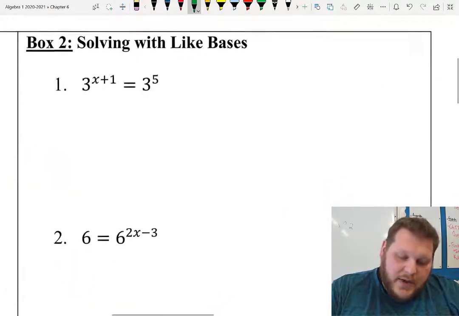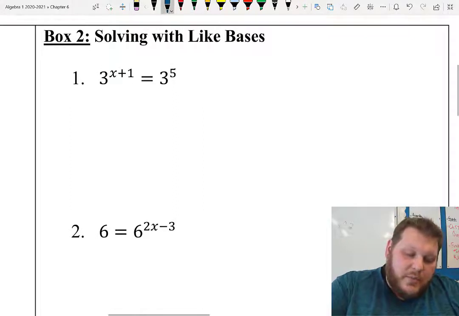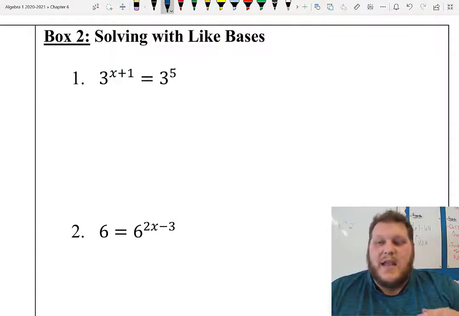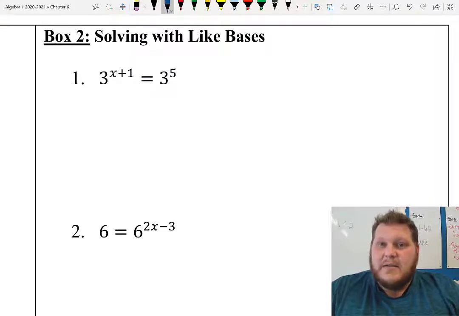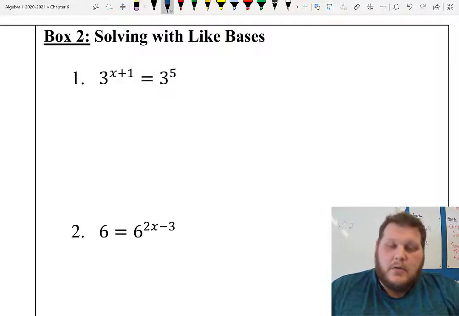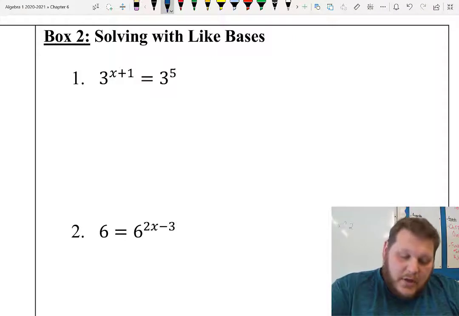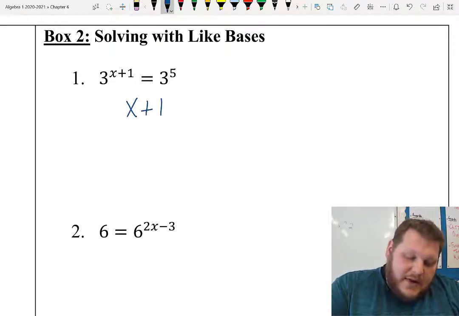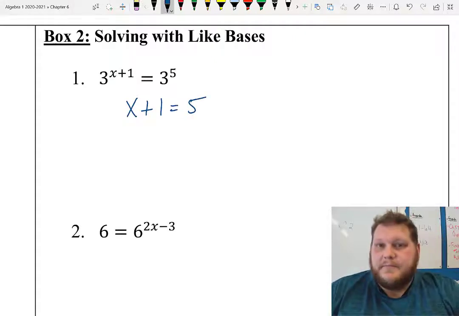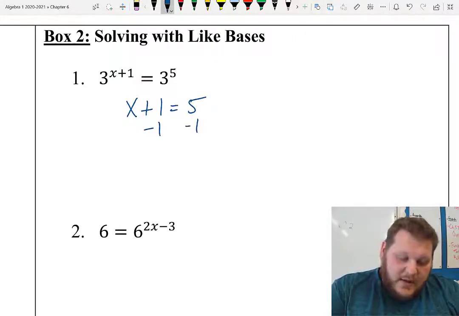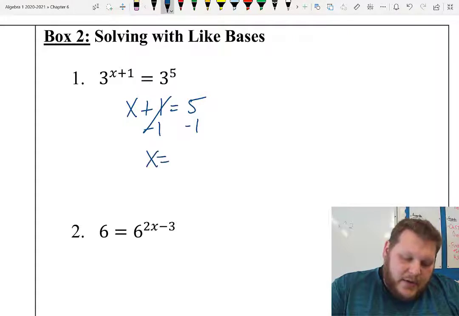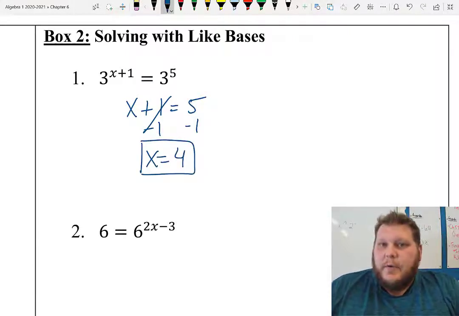For box 2, we're going to start with problems that have the same base. So if we know 2 things have the same base, they're set equal to each other, then their exponents have to be equal to each other. So if 3 to the x plus 1 equals 3 to the 5th, that tells me that x plus 1 has to equal 5. So then we can just solve that little equation like we did back in chapter 1, and we get that x equals 4.